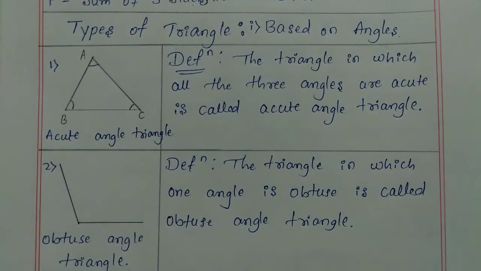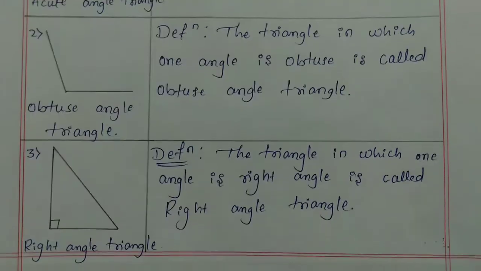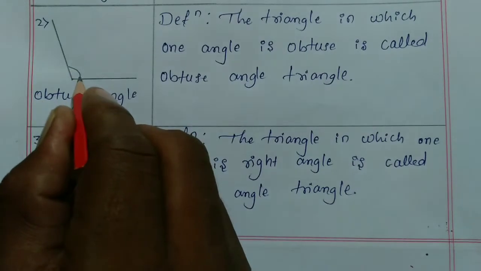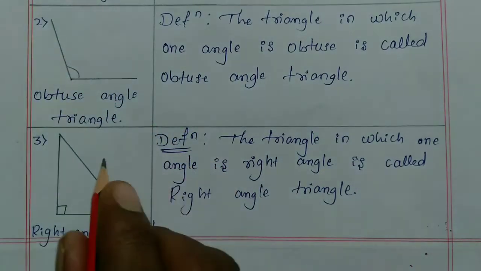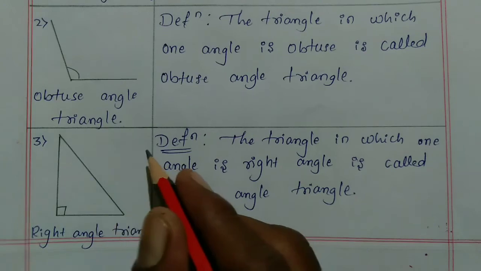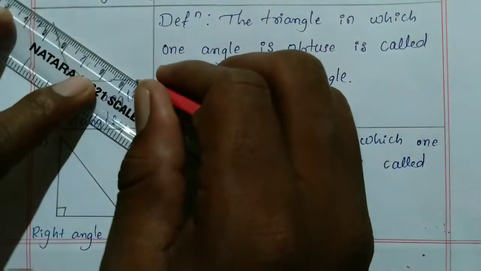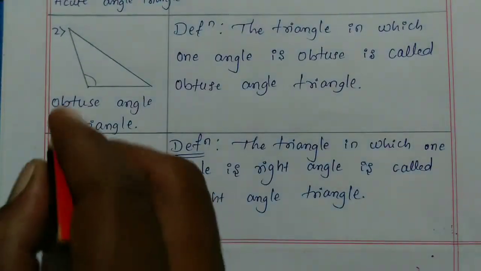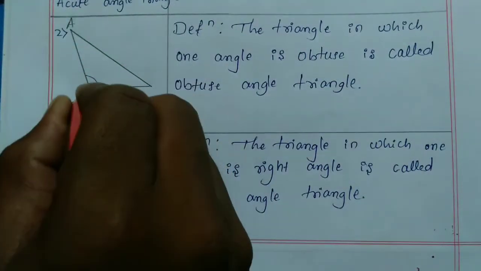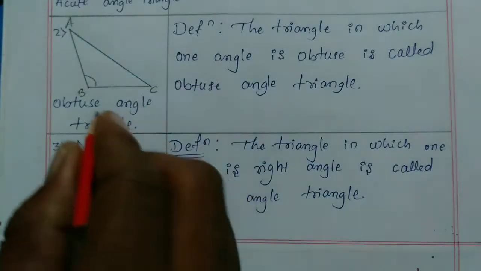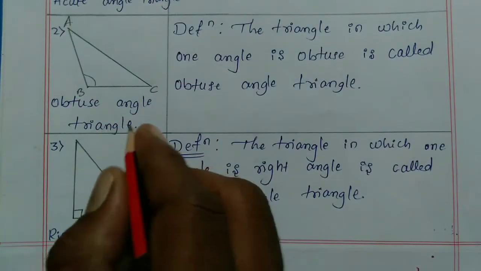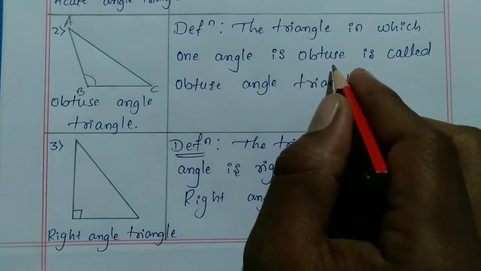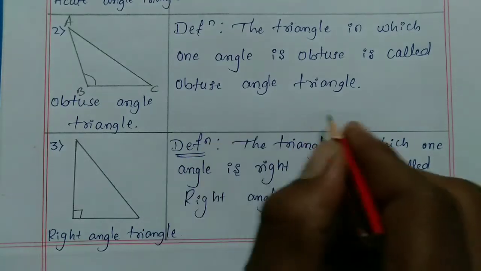Next I will go to the obtuse angle triangle. In a triangle, if any one angle is an obtuse angle, meaning more than 90 degrees, then it is called an obtuse angle triangle. So here angle B is an obtuse angle, so that's why this is said to be an obtuse angle triangle. Definition: the triangle in which one angle is obtuse is called an obtuse angle triangle.